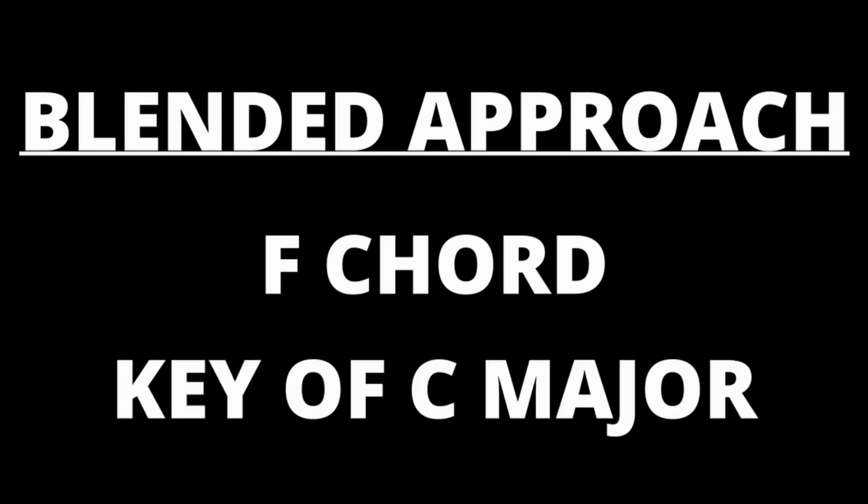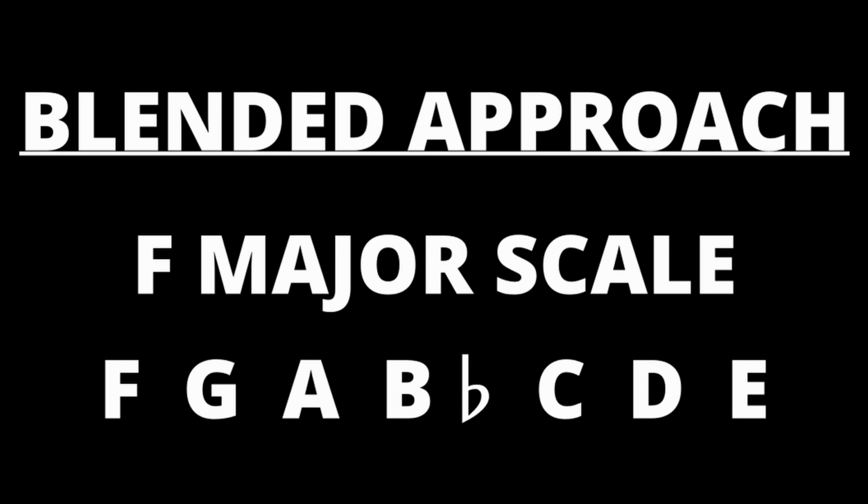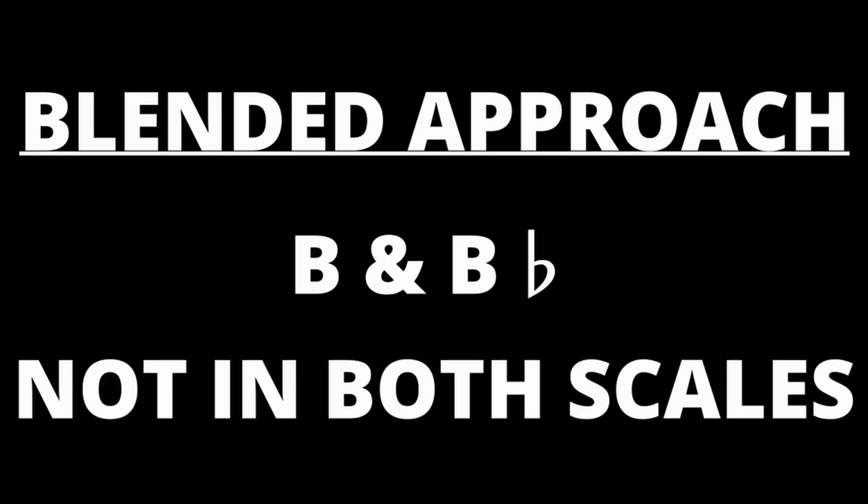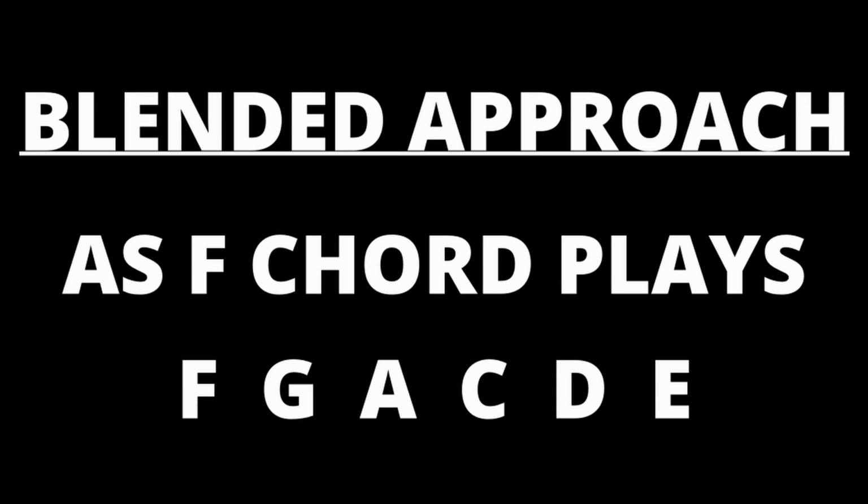One final thing we can do to remove some potentially difficult sounding notes is to blend both of these approaches. To do this, we look at the notes in the current chord scale and the key scale and only use the notes that appear in both. For example, the F chord we saw earlier is in the key of C major. F major has the notes F, G, A, B flat, C, D, and E. C major has the notes C, D, E, F, G, A, B. B and B flat are the only notes that don't appear in both, so we can discount them. Therefore, our pool of melody notes whilst the F chord plays is F, G, A, C, D, E.